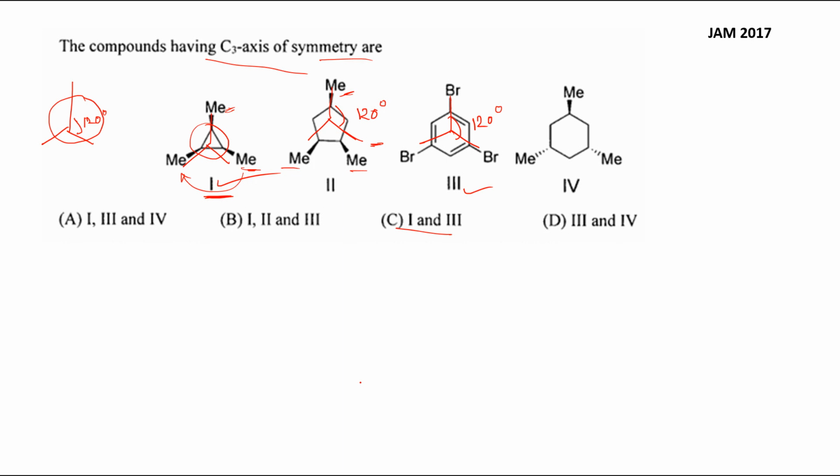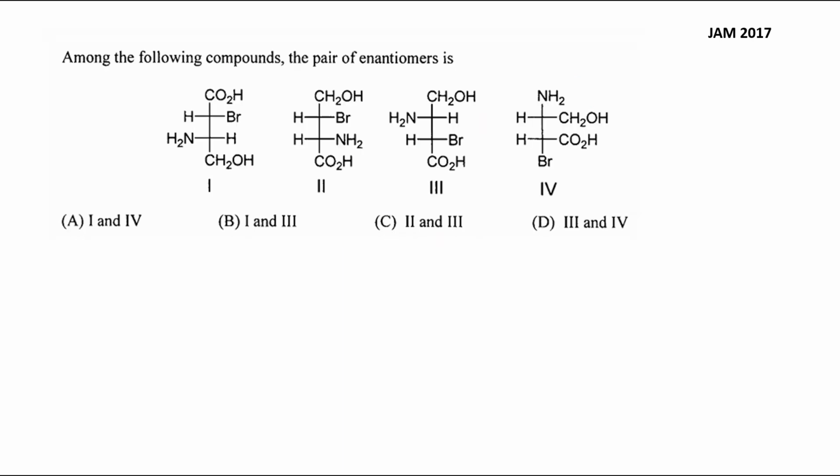But why does the last one not have C3? Because here, after a 120 degree rotation, this methyl will come here, but this one is above the plane and this one is below the plane. So that is why there is no C3 axis of symmetry, only 1 and 3. So option C is the correct option.